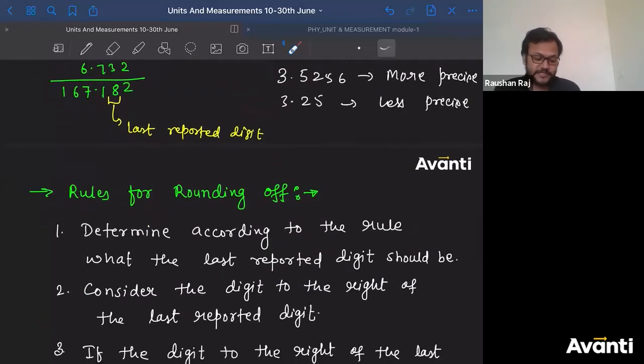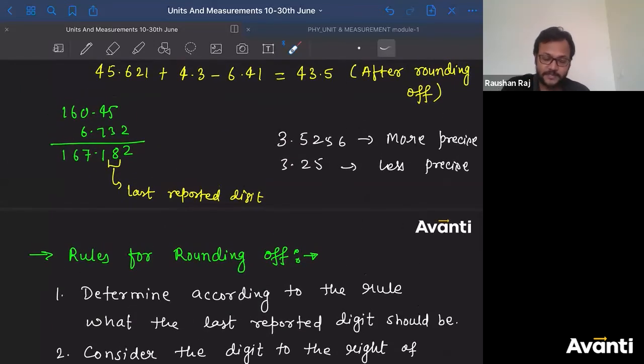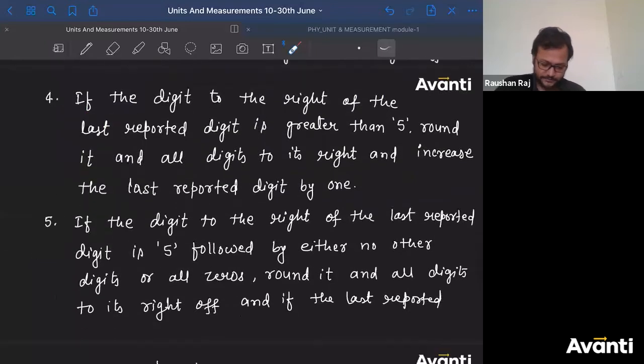Okay. What if this number is more than 5? What if this number is more than 5? Then what do you have to do? Round it off. Increase the last reported digit by 1. Increase the last reported digit by 1. You must have done it in your normal day-to-day mathematics, right? So let me give you an example here.